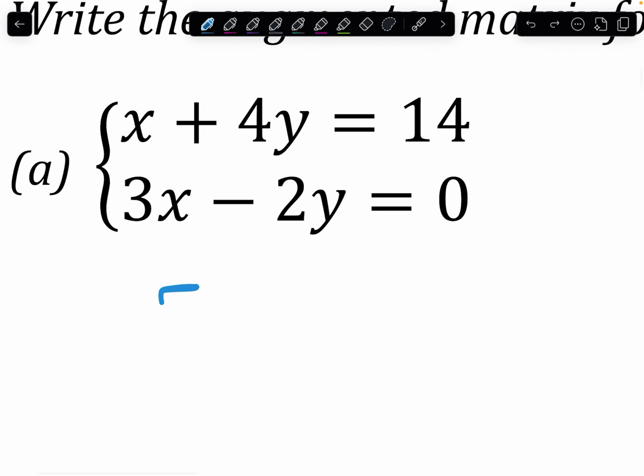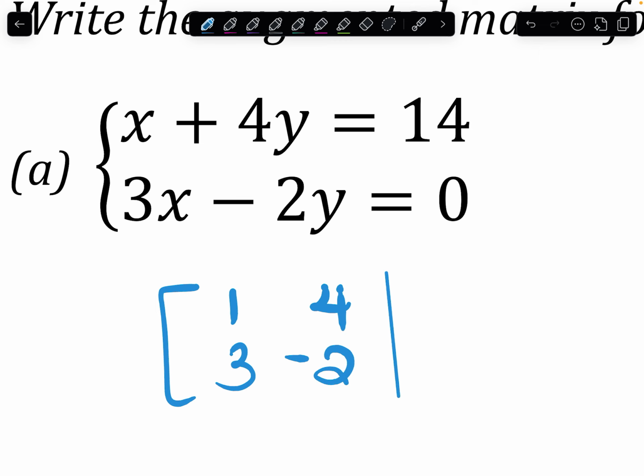So column 1 of the augmented matrix is the coefficients of x. Column 2 is the coefficients of y. Make sure you get that negative with the 2. Vertical line for separation if you choose. The constants in the last column.